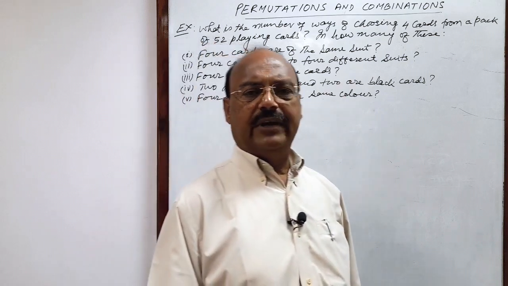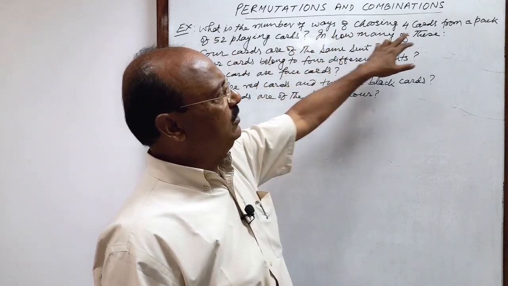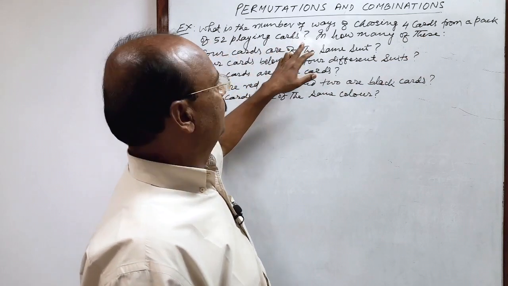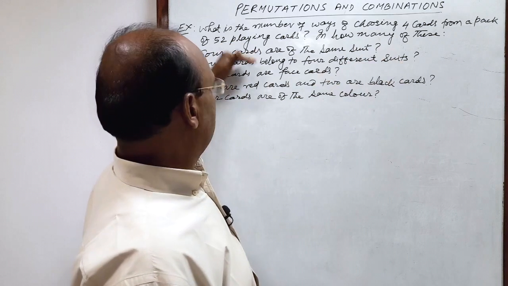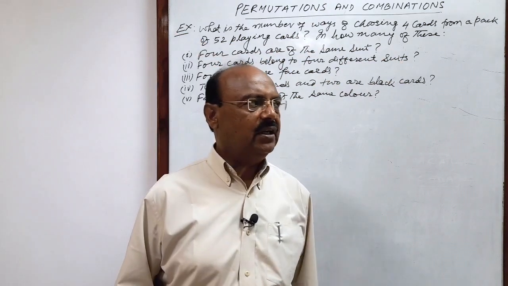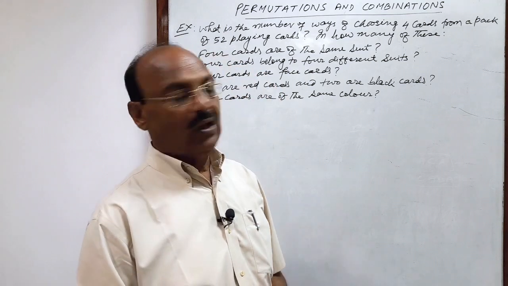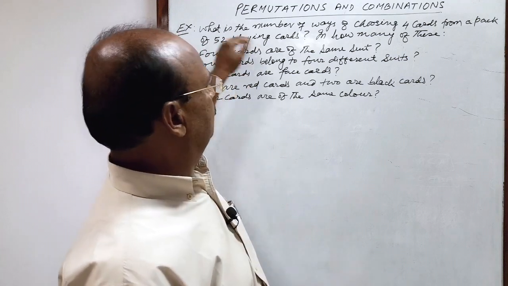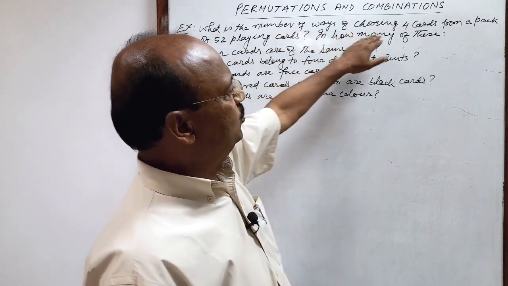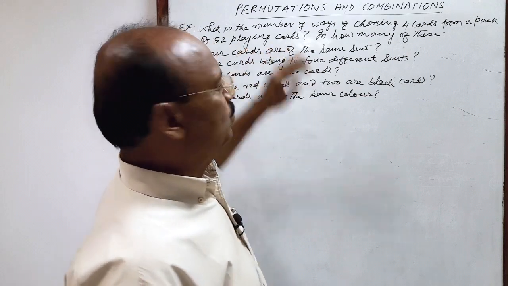Question is very interesting, very important. So question is here that what is the number of ways of choosing 4 cards from a pack of 52 playing cards? In how many ways of this? There are 4 different parts of this question. Okay. So as we know, there are 52 cards in a pack of playing cards. So in the first part of this question, we have to find what is the number of ways of choosing 4 cards from a pack of 52 playing cards.